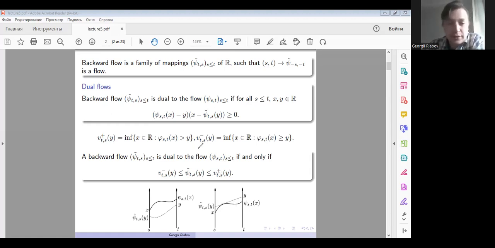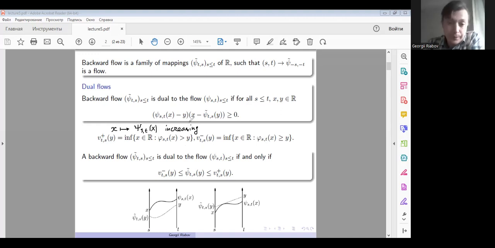We will see that in some sense a dual flow is a generalization of the inverse mapping. For a stochastic flow of mappings of the real line, because of the flow property, mappings are increasing. They may not be one-to-one. However, for every increasing function, we can define the pseudo-inverse function. Actually, there are two natural choices.